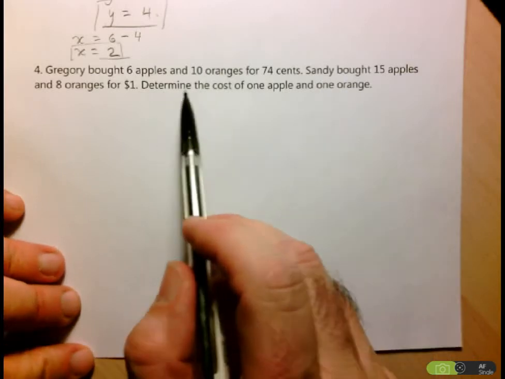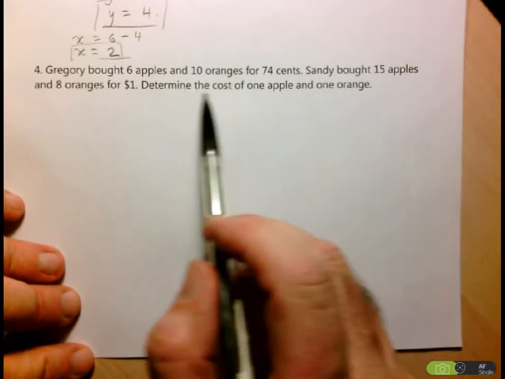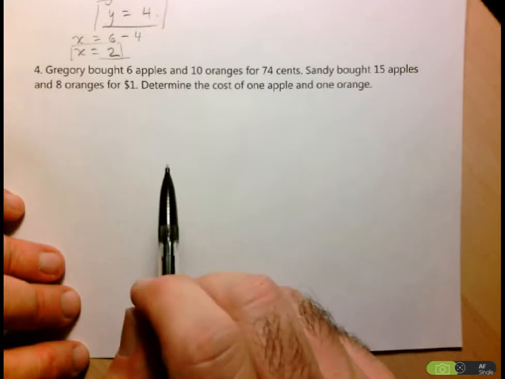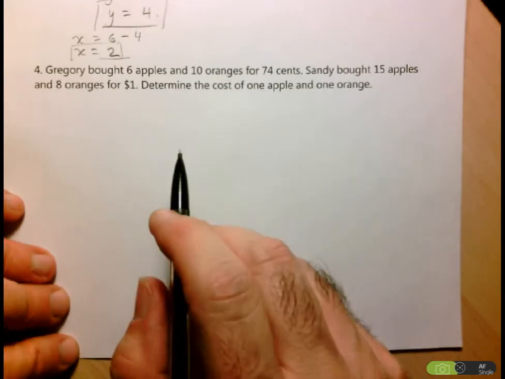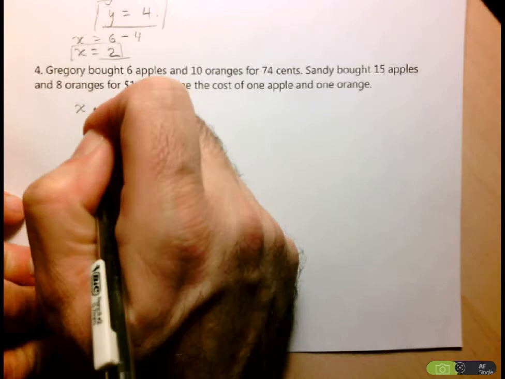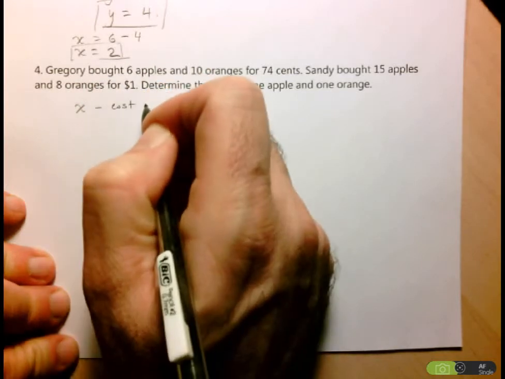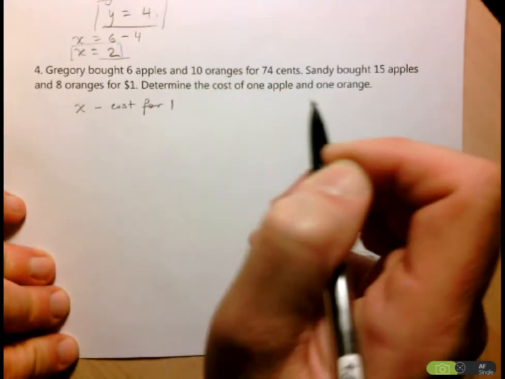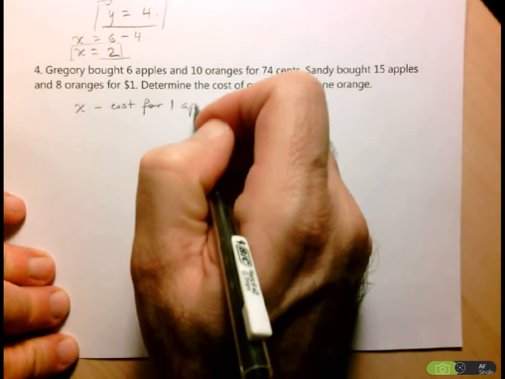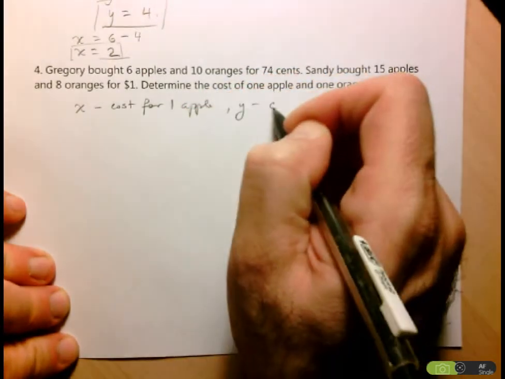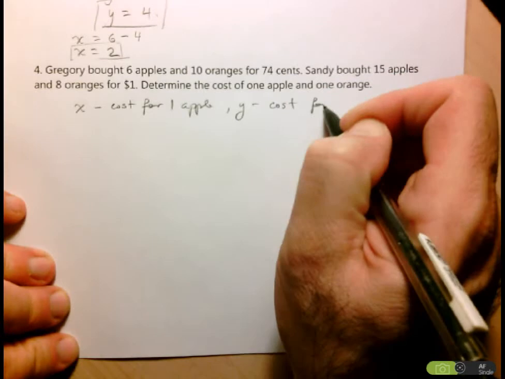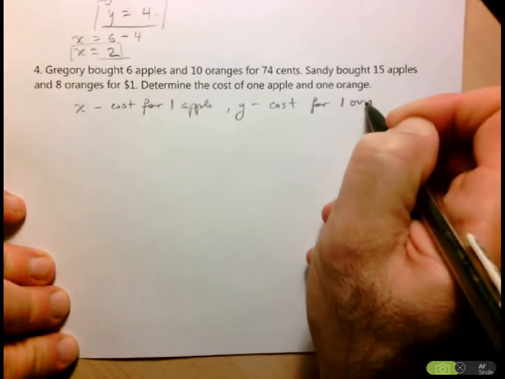Okay, so let's look at the question itself, and this tells us what our variables should be. So I'll call x the cost for one apple, since that comes first, and y the cost for 1 orange.